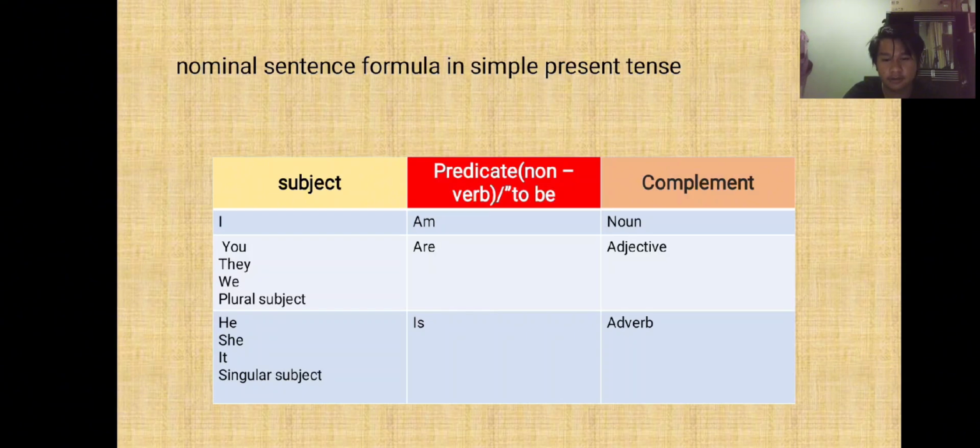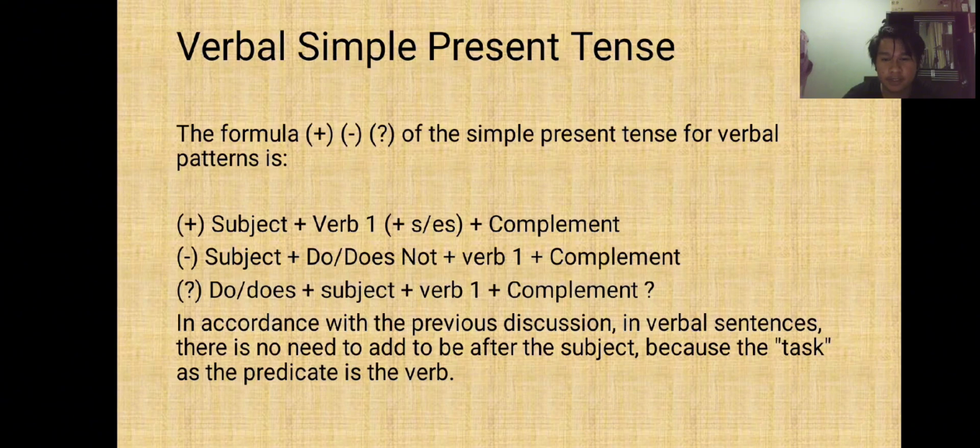We can see the nominal sentence formula in simple present tense, and there is a subject, predicate, and complement. I am noun. For simple present tense, the formula has a positive sentence, negative sentence, and interrogative sentence.